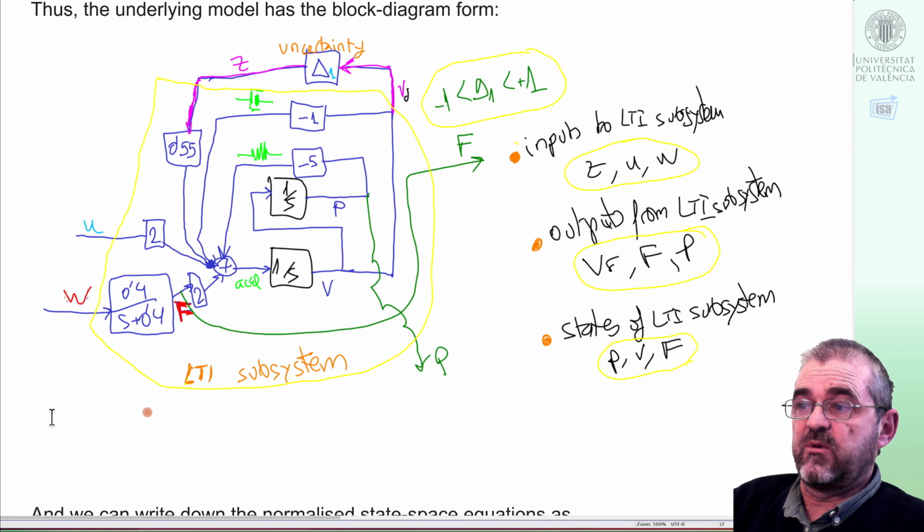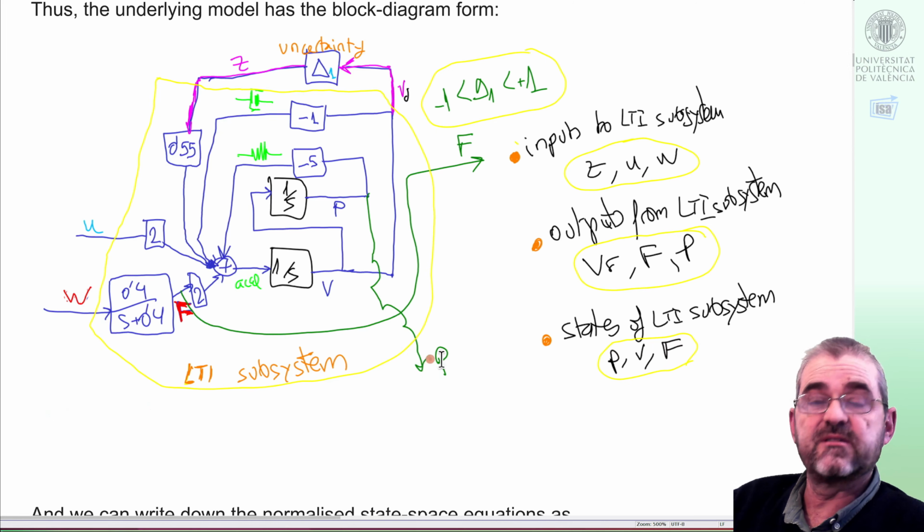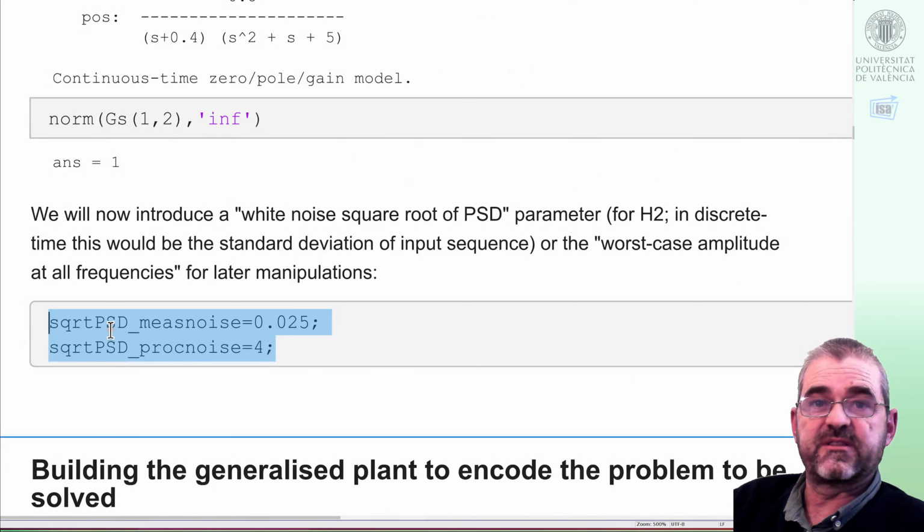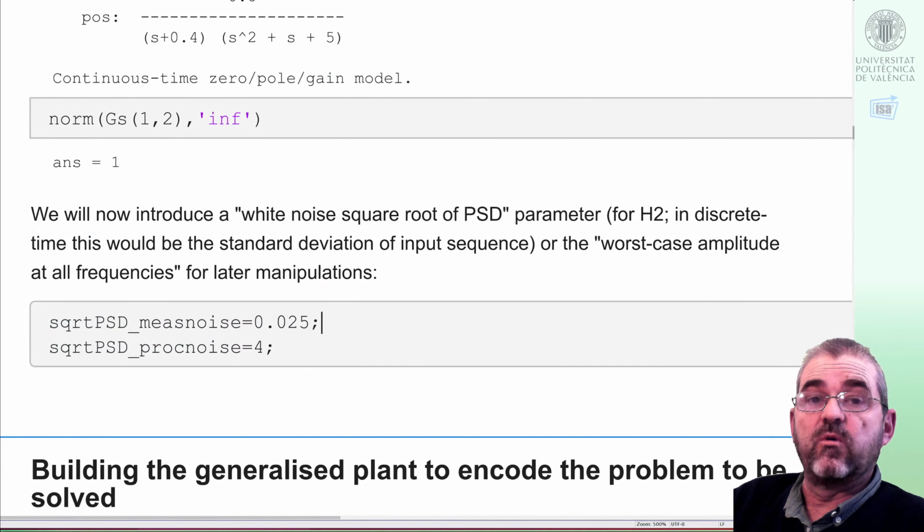And then I will have some measurement noise that will corrupt my position measurement, and the worst case amplitude or square root of power spectral density will be 0.25. You can download the code and play with these numbers if so wished.